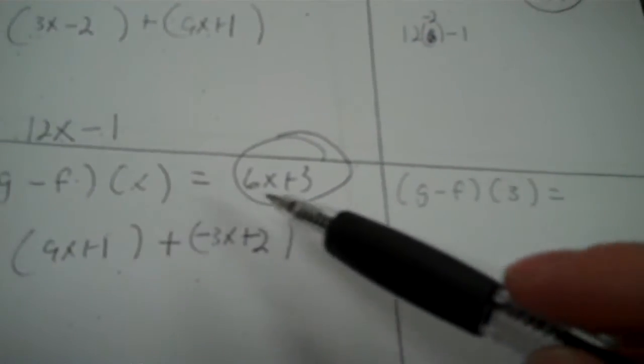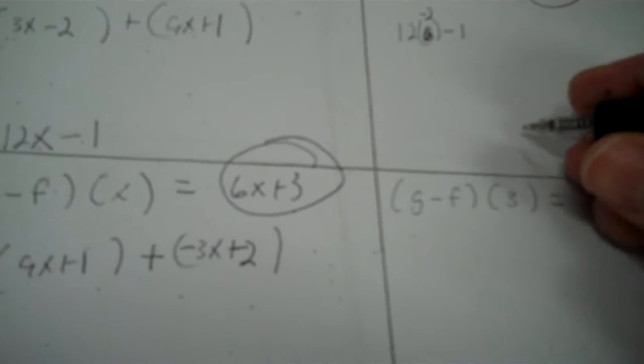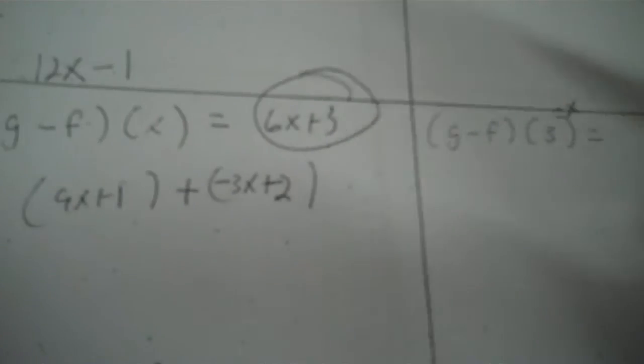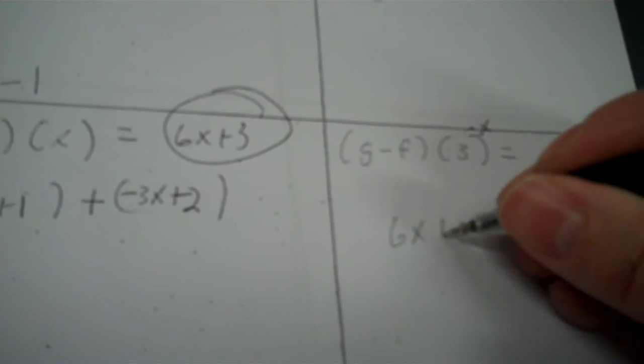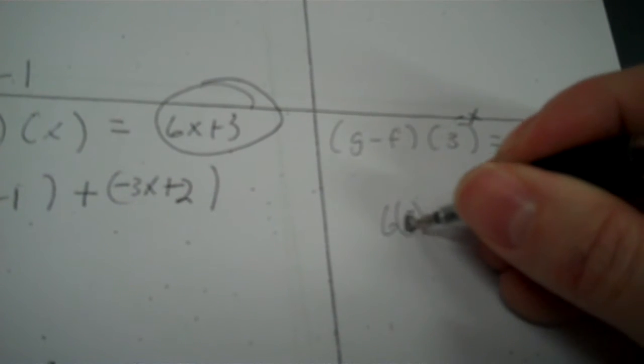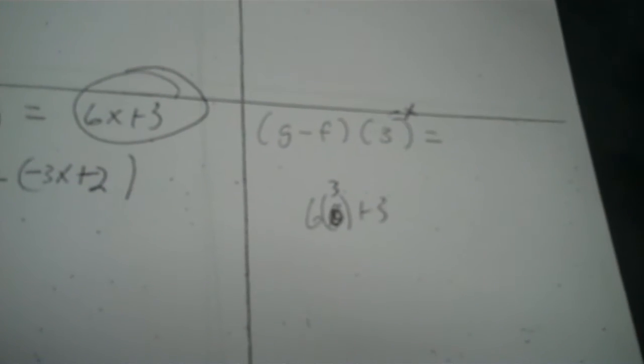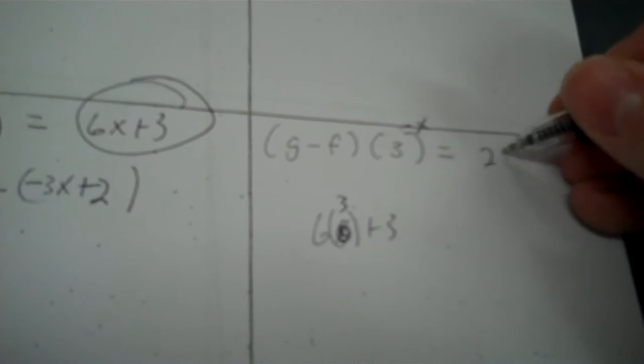So that's g minus f of x. G minus f of 3 means I just insert 3 in for the x. 6x plus 3, so it's going to be 3. So 6 times 3 is 18, plus 3 is 21.